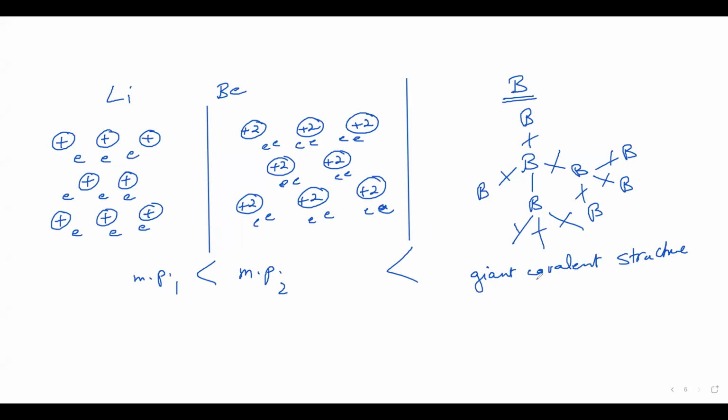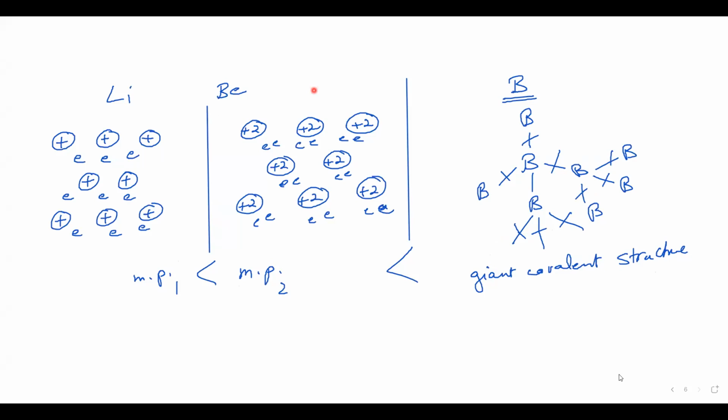So the melting temperature of boron will be greater than that of beryllium and lithium because boron has a giant covalent structure, and so it requires a big amount of energy in order to break all these strong covalent bonds between the boron atoms. It requires a big amount of energy. That's why the melting temperature here will be greater than that of beryllium and lithium.